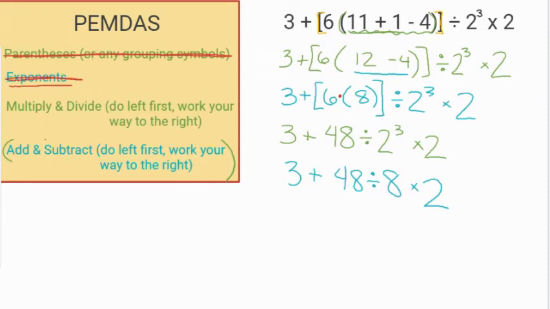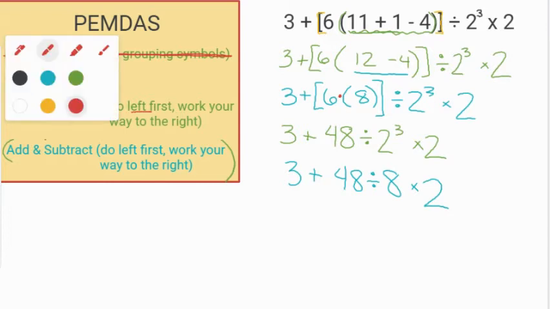Exponents are done. Now I should be looking for multiplying and dividing. If I have 2 of them, I should do the leftmost thing first, and I do have 2. We've got division and multiplication. We're going to have to do the division first because it's farther to the left. So 48 divided by 8 equals 6.